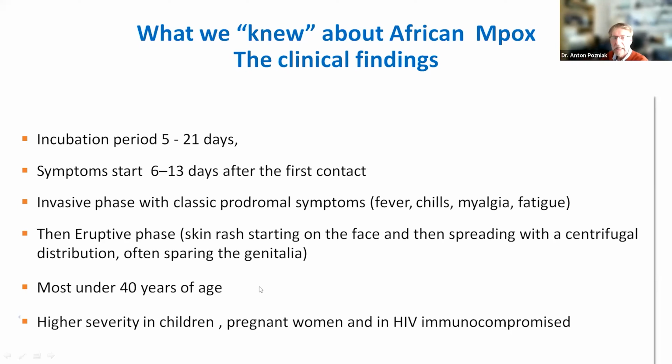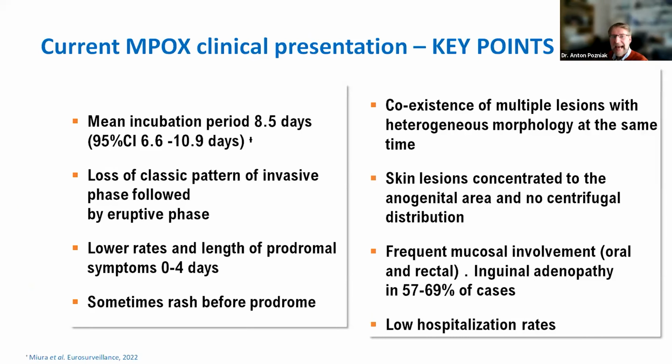Most of the people were young, and the people that got it worse were children, pregnant women, and the HIV immunocompromised. But what we've seen now is the incubation period slightly longer, 8 days. There's a loss of the classic pattern now. So instead of getting chills and fevers and then getting the rash, some people start with the rash. And actually, a lot of people with chills, fevers, and headache, it's shorter. And as they say, sometimes they get the rash before.